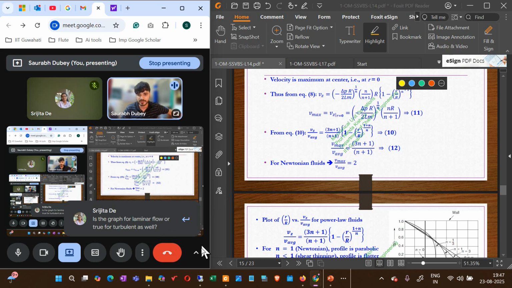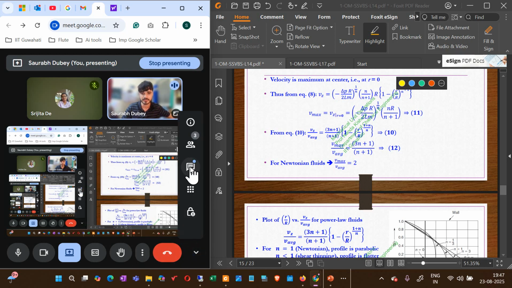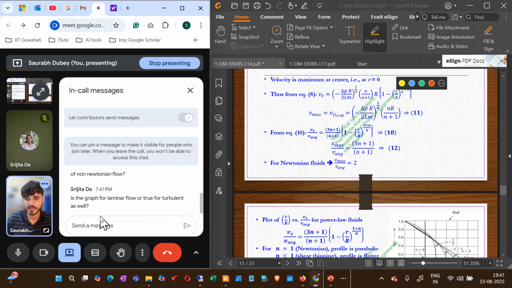Is the graph for laminar flow, or true for turbulent as well? No. For turbulent flow, there will be some different aspects coming into the picture. I think that is part of the 7th or 8th week. Turbulence is an entirely different aspect. So let me just reread the question: is the graph for laminar flow, or true for turbulent as well?